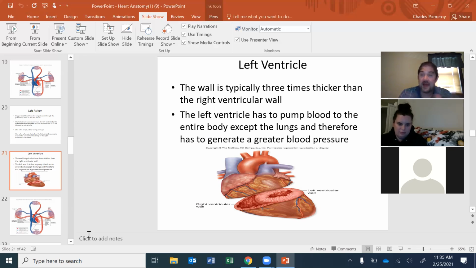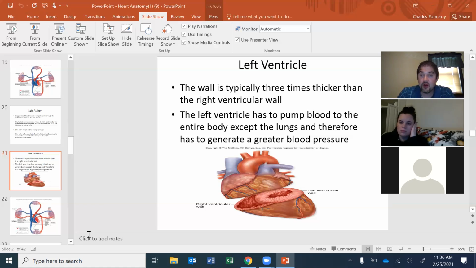Now, the reason why goes back to where they're pumping blood to. The right ventricle only has to pump blood to the lungs, which is right next door. So it doesn't have to pump it very far, and it doesn't have to generate as strong of a push. The left ventricle, though, has to pump blood everywhere else. So it has to generate enough pressure to push blood up to the top of your head, out to your fingertips, down to your feet. And so the left ventricle is a bigger, stronger muscle because it has to generate the higher pressure, because it's pumping blood a lot farther than the right ventricle is.